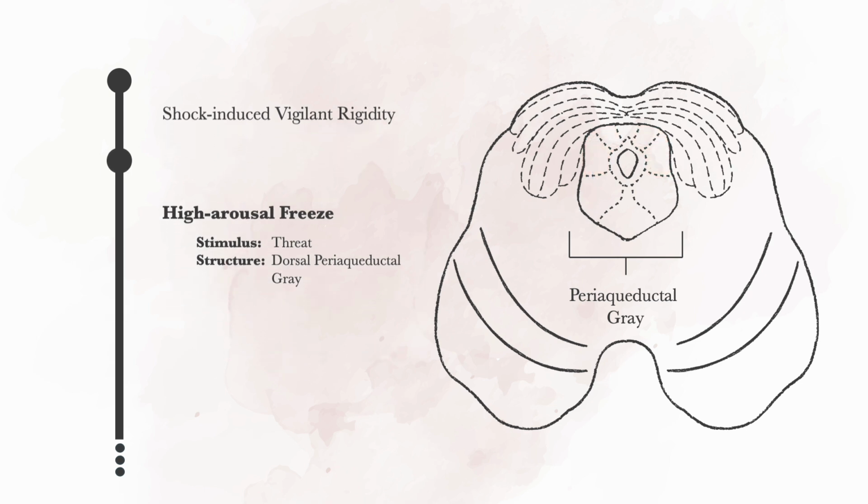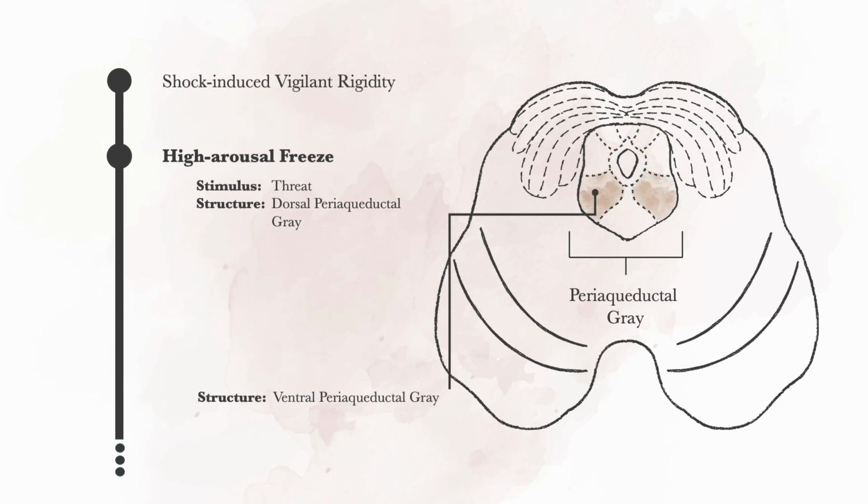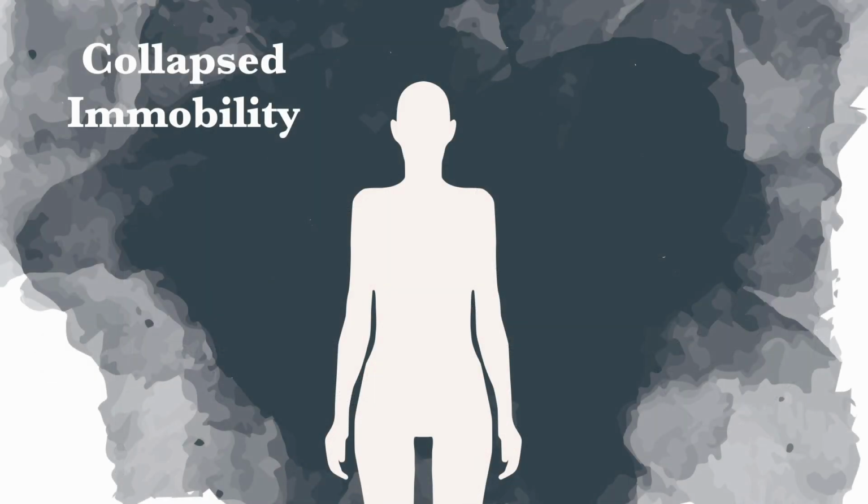A passive state would involve the ventral periaqueductal gray, and it involves collapsed immobility. Collapsed immobility is typically presented as a freeze response, so we have included it here. This can be the only survival response left available when all other attempts at fight, flight, and freeze have failed to establish safety from complete entrapment and pain. Collapsed immobility is characterized by hypotonia of the body and a very slow heart rate.